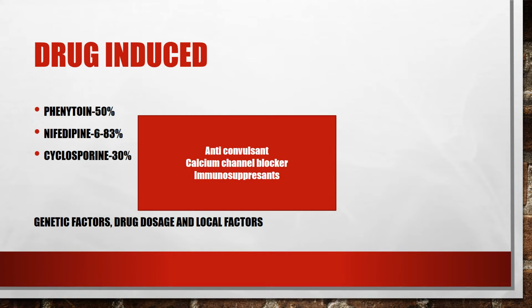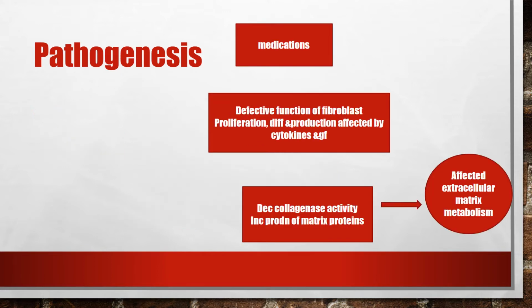The most important topic under gingival enlargement is drug-induced gingival enlargement. It is a well-known consequence of the administration of some drugs like the anticonvulsant group of drugs, calcium channel blockers, and immunosuppressants. Of these, the prevalence is highest with phenytoin at 50%, nifedipine 6 to 83%, and cyclosporin 30%. The clinical and microscopic features of enlargements by these different drugs are similar. The main factors associated with drug-induced enlargement are genetic factor and drug dosage, and so the pathogenesis can be explained.